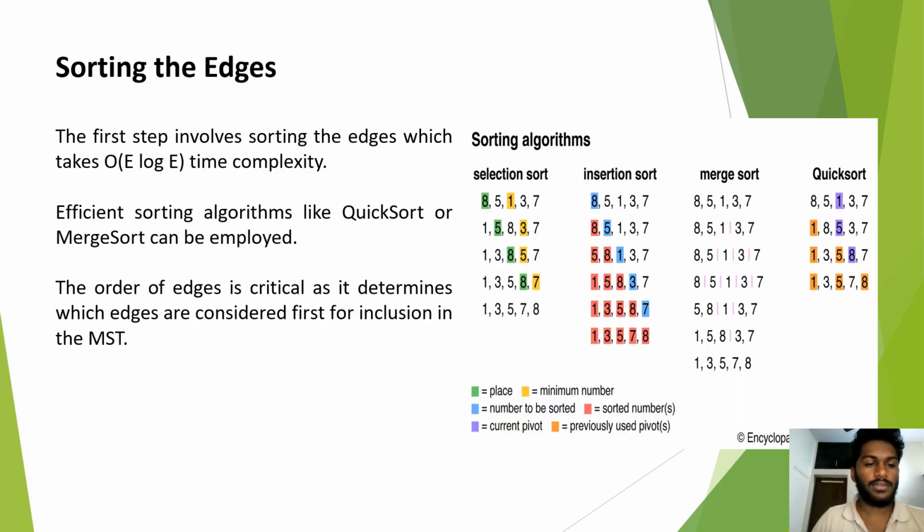Sorting the edges. The first step involves sorting the edges, which takes O(E log E) time complexity. Efficient sorting algorithms like quicksort or mergesort can be employed. The order of edges is critical as it determines which edges are considered first for inclusion in the minimum spanning tree.